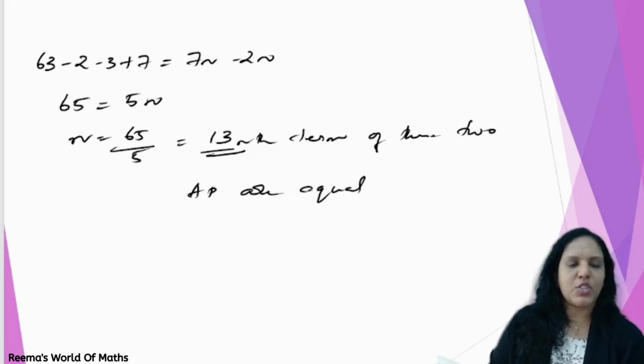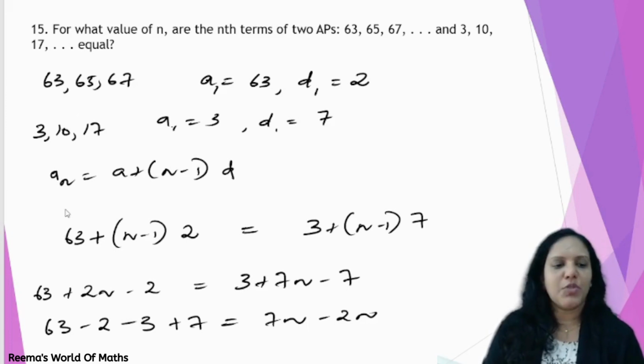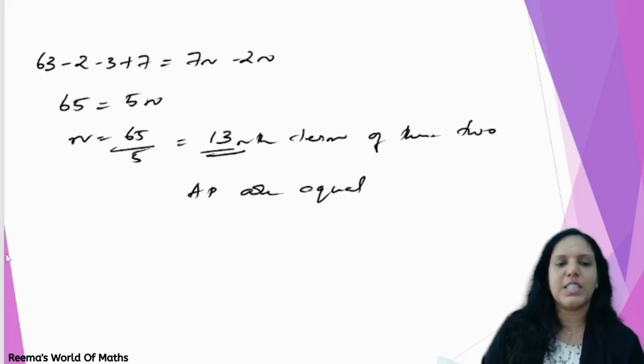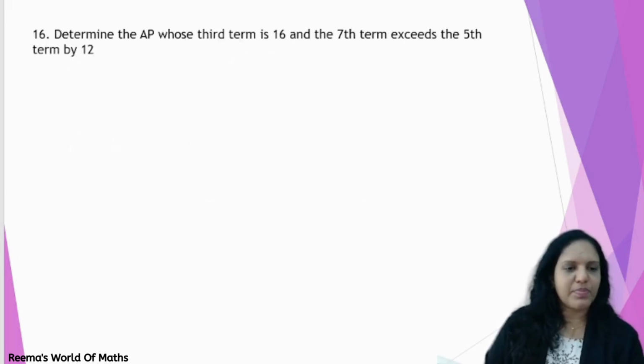So that's what we are asked to find. We need to see which term of these two APs are equal. So from that we have to find the 13th term of these two APs are equal. Let's see the next question.